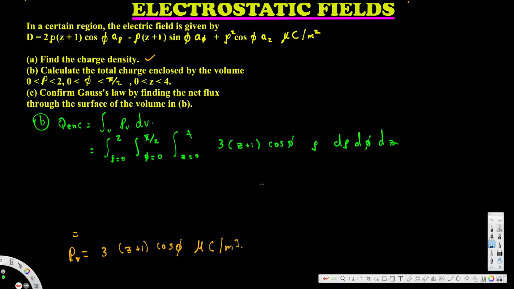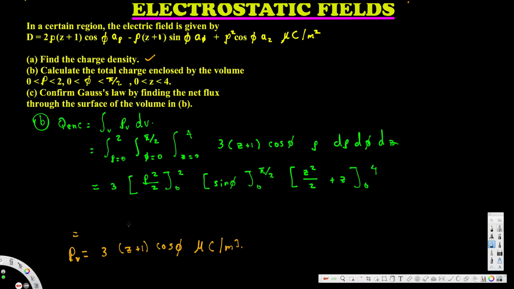So this is what you have right now. Now let's go ahead and do the integration. After you do the integration by each component, you are going to get 3 rho square, 0 to 2, and then sine phi going from 0 to 5 by 2, and then z square divided by 2 plus z going from 0 to 4. So this is what we get after we do the integration.